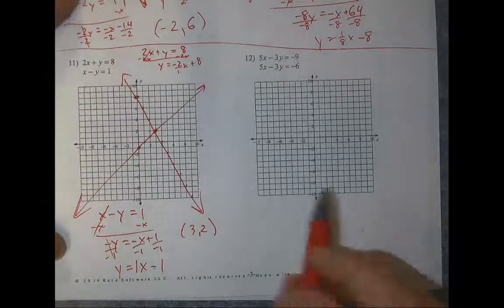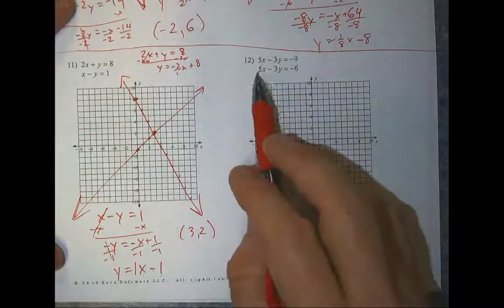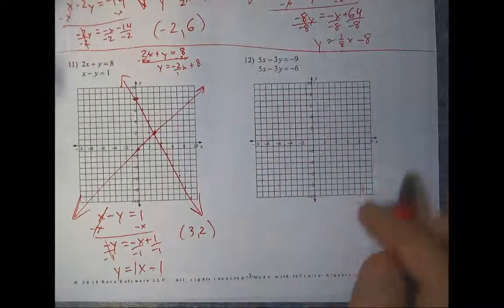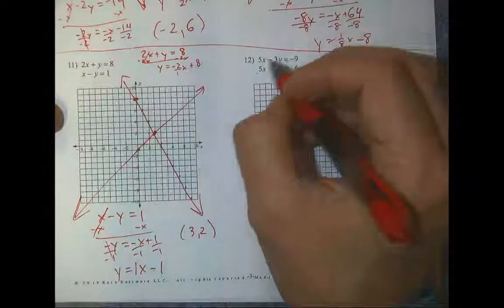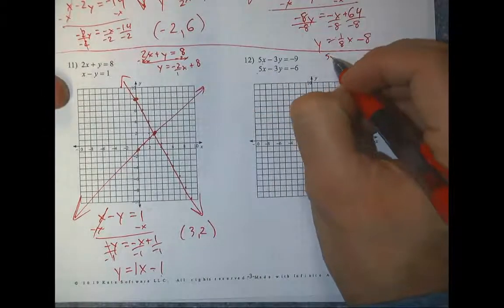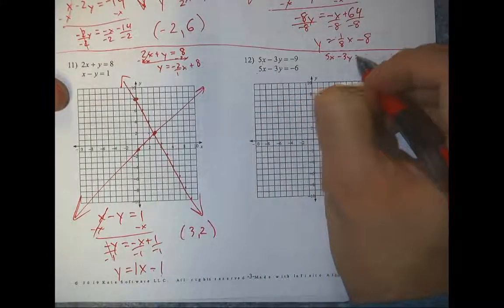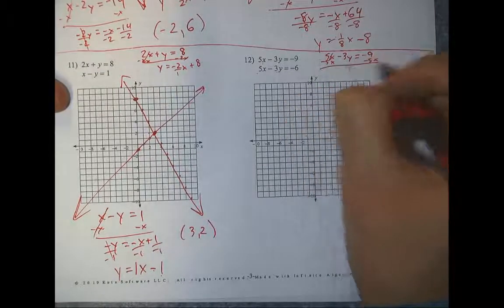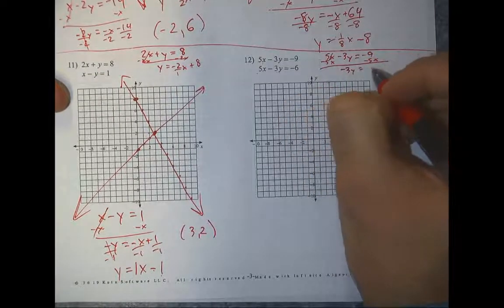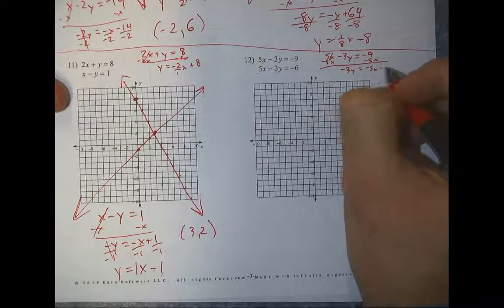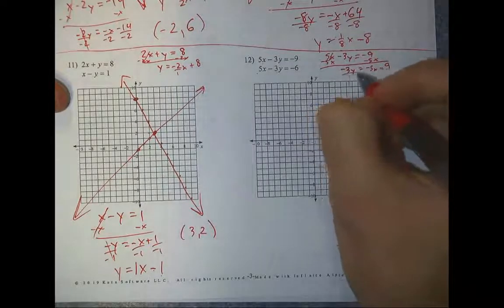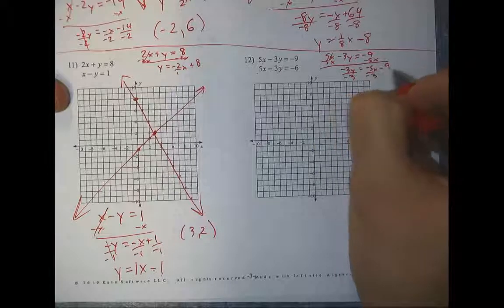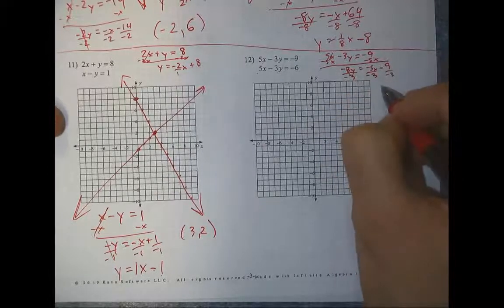All right, number 12. Something looks fishy here, right? These look pretty similar, so I'm thinking this could be a no solution. Let's take a look. So starting over here, minus 5x. So I have negative 3y, negative 5x, minus 9. Divide by negative 3. So now I have y by itself.